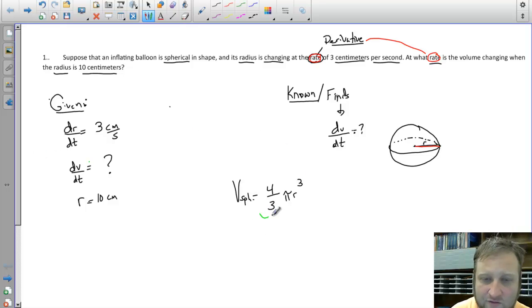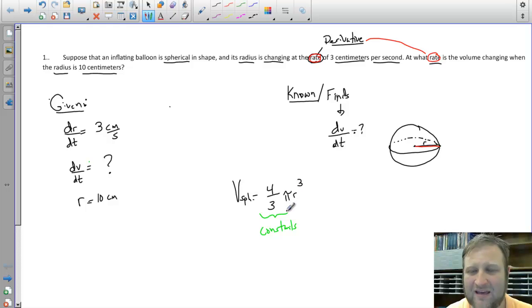Notice here, if we look at this 4/3 pi, these are just constants. So we realize at this point that we're going to be taking derivatives. These constants should not add any difficulty to our problem. A lot of times people don't recognize that pi is constant. Pi does not change, even though it is irrational. 4/3 is constant. The only thing that's changing here is the volume of our sphere and the radius itself.